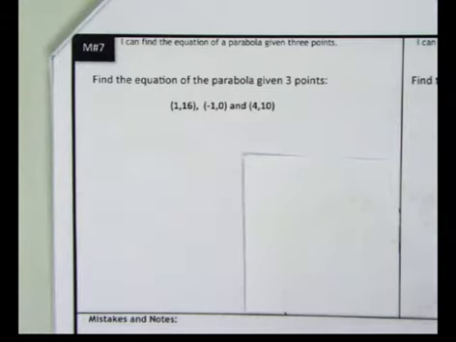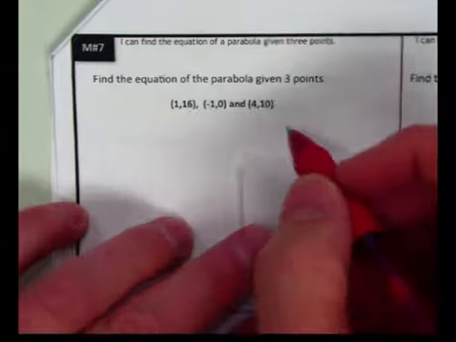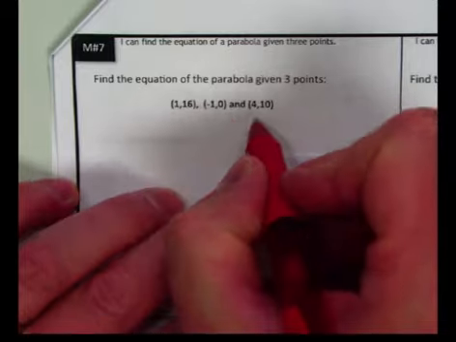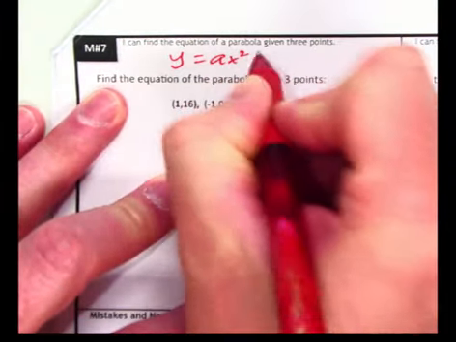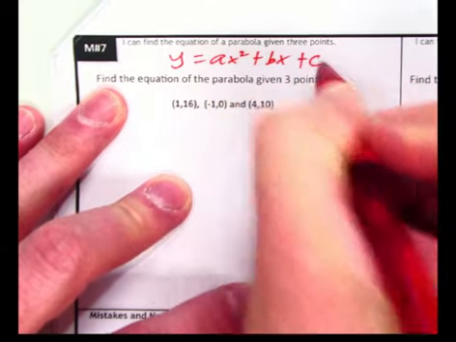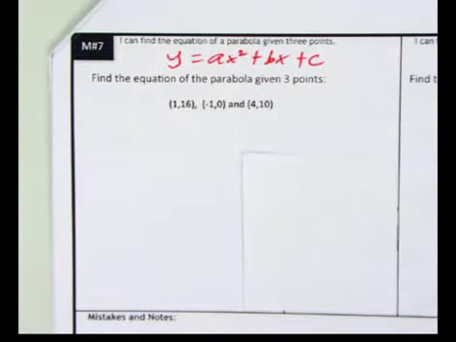Okay, this next target, M7, I can find the equation of a parabola given 3 points. We're going away from using the vertex form of a parabola into the standard form. So essentially what you have to know in order to do this target is that the equation of a parabola is y equals ax squared plus bx plus c. If you don't know that, you really have no chance. So that's one of the big keys of this target.